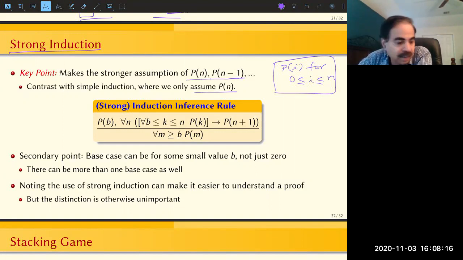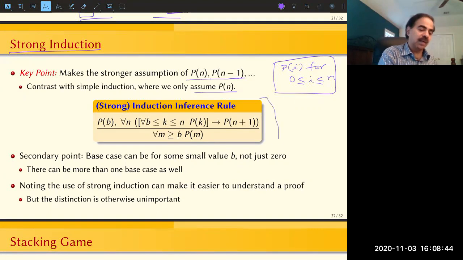So think of, let's say, a fancy building where somehow some of the supports from the n plus 1th floor go to the n minus 1th floor rather than the nth floor. Then, of course, you need to know that the n minus 1th floor also exists. So by making a stronger assumption, you may be able to prove things more easily.